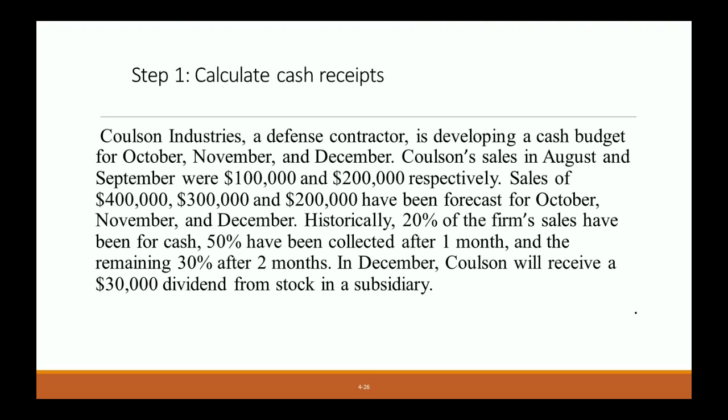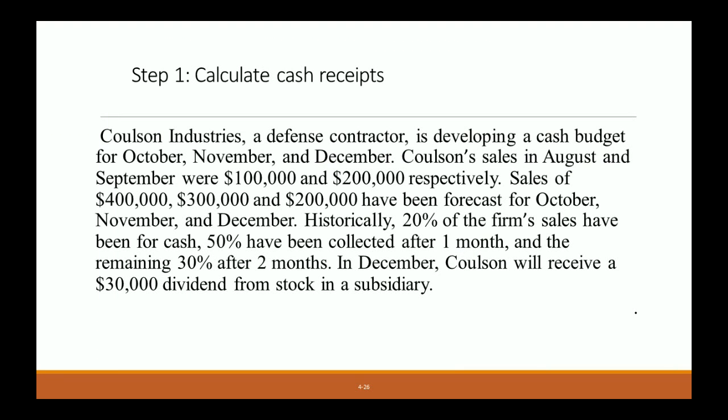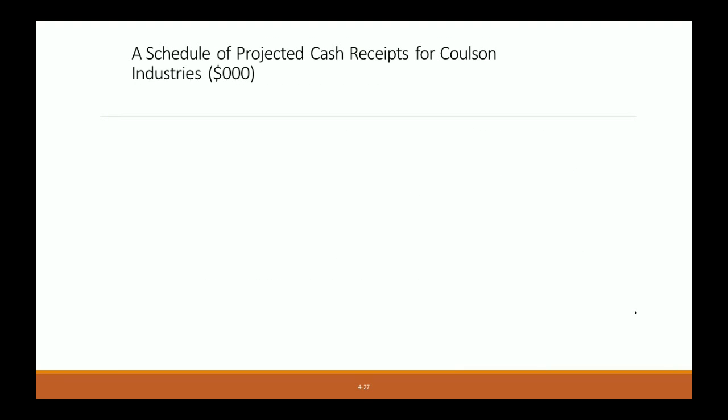So we need to calculate our cash receipts, the very first line. So the very first line are cash receipts. This is a table all in itself. They're wanting a cash budget developed for October, November, and December, but because some of the information is lagged, we will have to include the numbers from August and September.